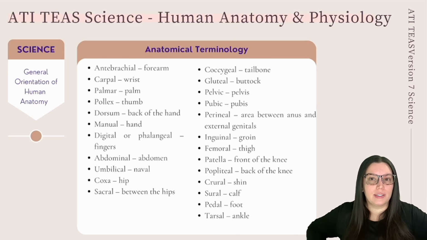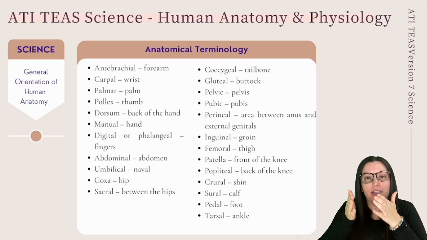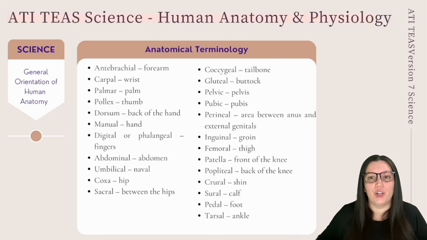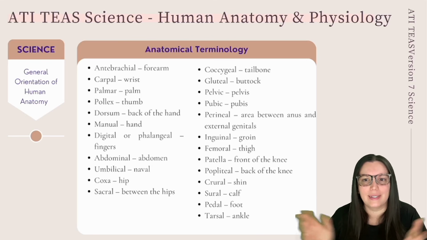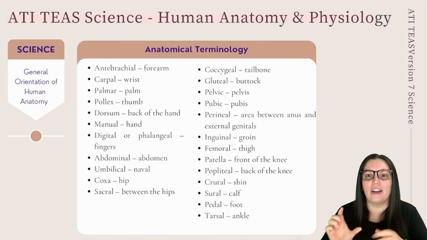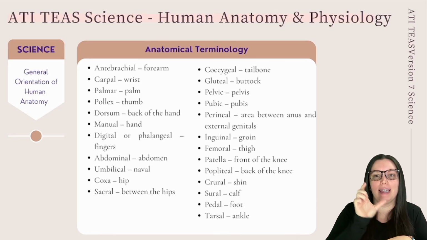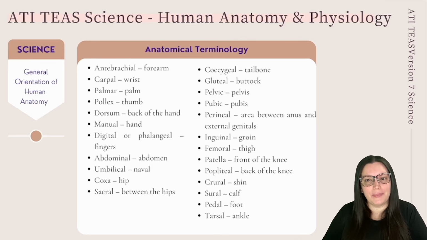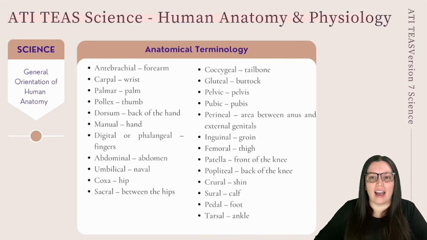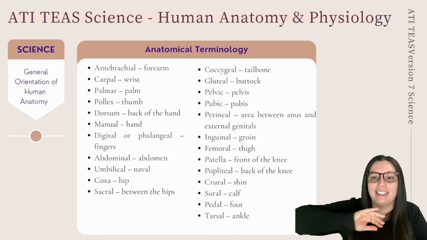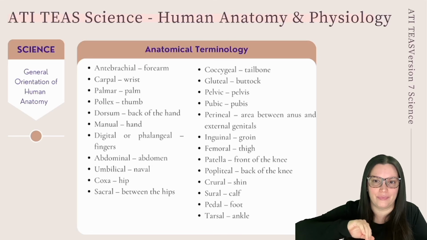Coxal is your hips. Sacral is between your hips. Coccygeal is the actual tailbone. Gluteal is your buttocks. Pelvic is your pelvis. Pubic is the pubis area. Perineal is that area between the anus and the external genitalia. Inguinal is your groin area. Femoral is your thigh. Patellar is the front of the knee. And popliteal is the back of the knee.